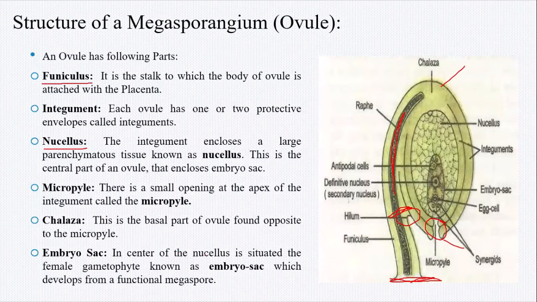Embryo sac is situated in the center of the nucellus. It is the female gametophyte, and it develops from a functional megaspore. We will study these terms later.